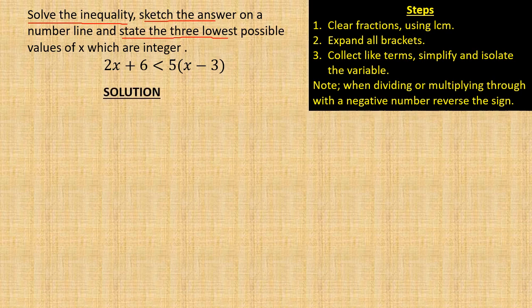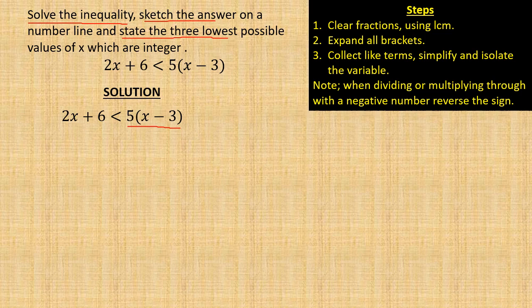Now, we start with the solution. You can pause the video and give it a trial before we begin the solution. Okay, moving forward with the solution. We have our question, 2x plus 6 less than 5 into bracket x minus 3. Out of the three steps, we'll need to do one thing. Do we have fractions in here? The answer is no. So we are good on step 1. Do we need to expand any bracket? Yes, we need to expand 5 into bracket x minus 3.